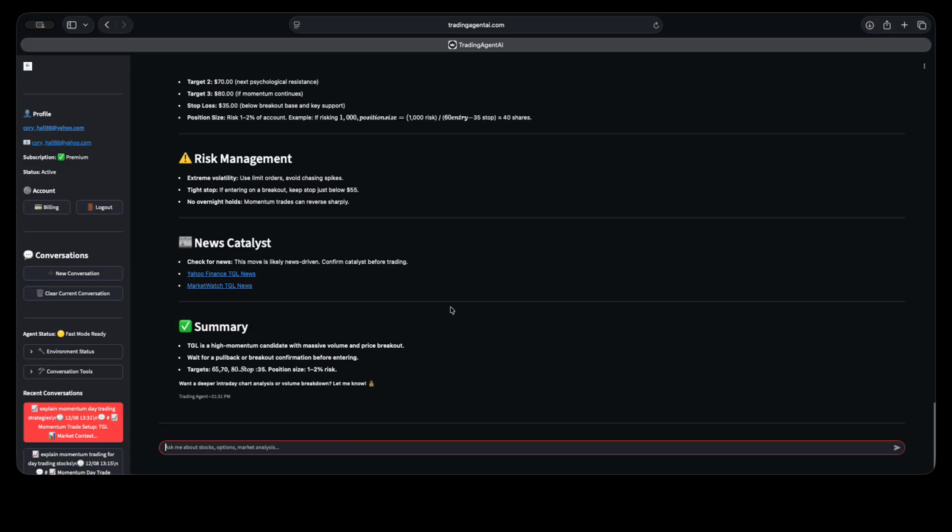And it provides a summary here. TGL is a high momentum candidate with massive volume and price breakout. Wait for a pullback or a breakout confirmation before entering.